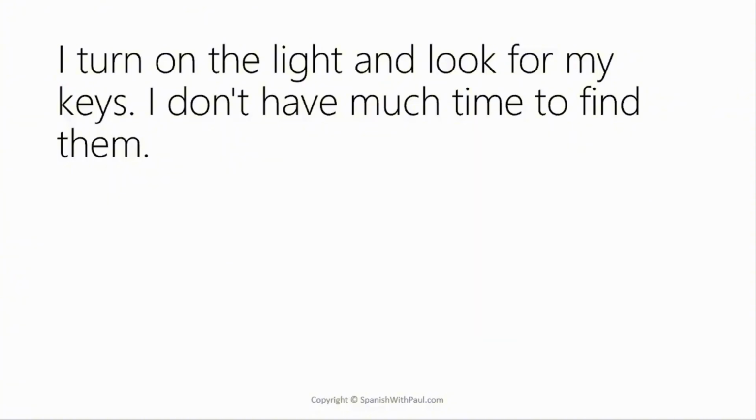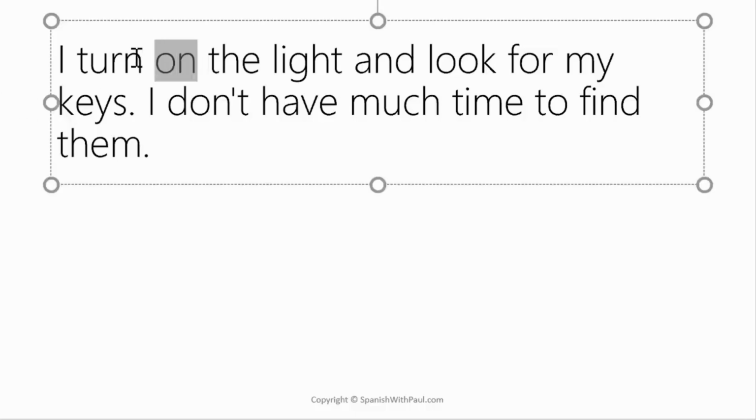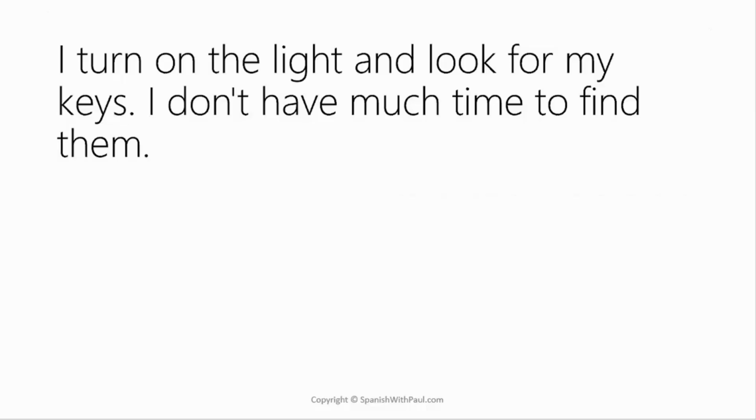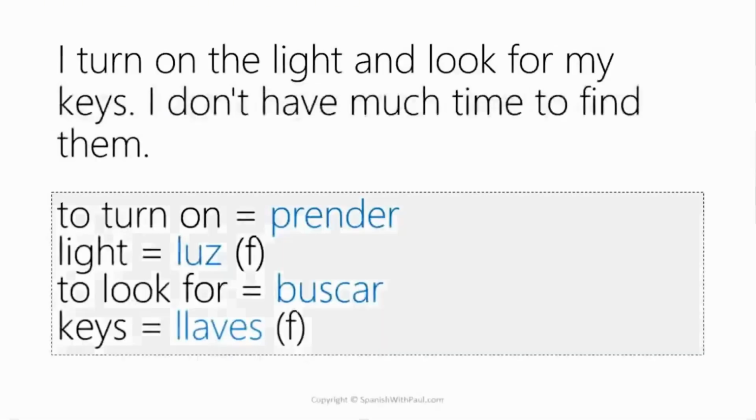Now, we certainly have all the structure required to be able to say this in Spanish. All that's missing is the vocabulary. For example, we're going to need the verb to turn on and the noun for light. We're also going to need the verb to look for and the noun for keys. The rest of it is okay. So, assuming that we can fill in that vocabulary, we should in theory be able to say this in Spanish. You'll see below I fill in the vocabulary for you now.